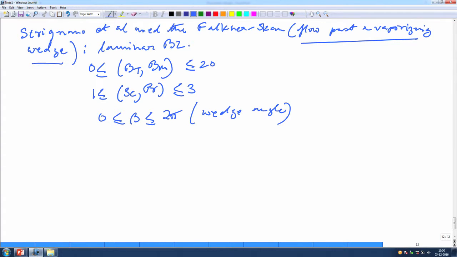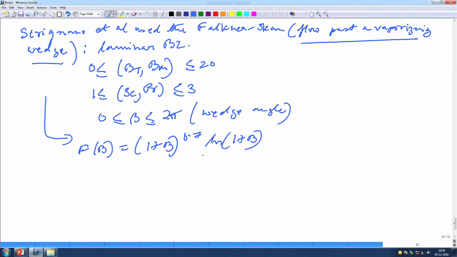Using the similarity solution, what he showed, this we also narrated earlier, was that F(B) was nothing but (1 plus B) raised to the power of 0.7 times ln(1 plus B) divided by B. This we did in the last lectures. Using the similarity solution here, this is what he showed.